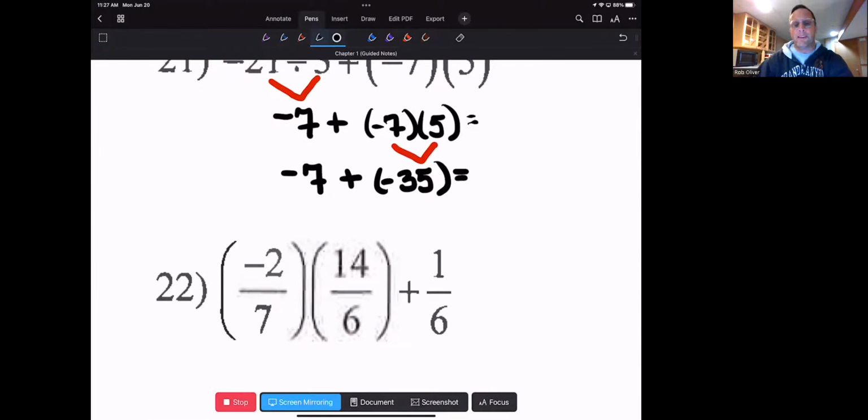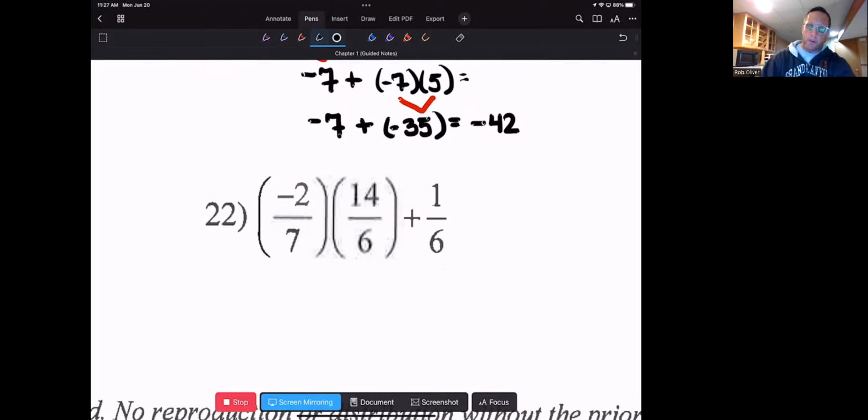Now this is just basic addition, right? We're not talking about multiplication here or division. So the rule is when you have same signs with addition or subtraction, you keep the sign. You keep the sign. So that's going to be -42. So -42 for that one.